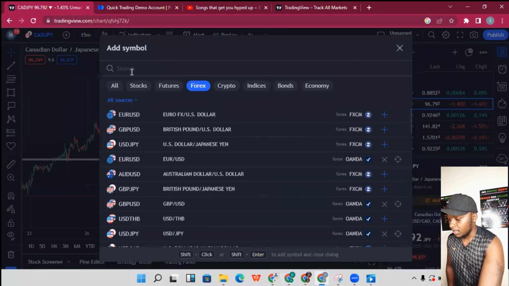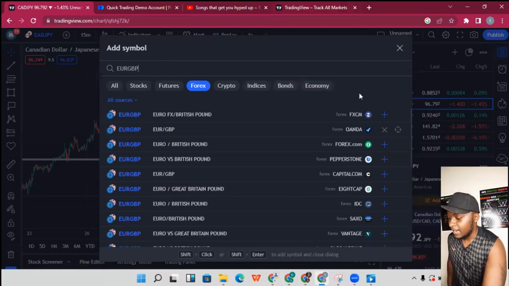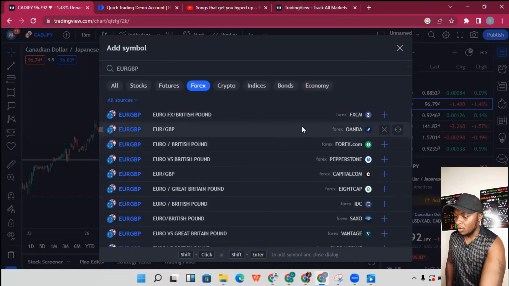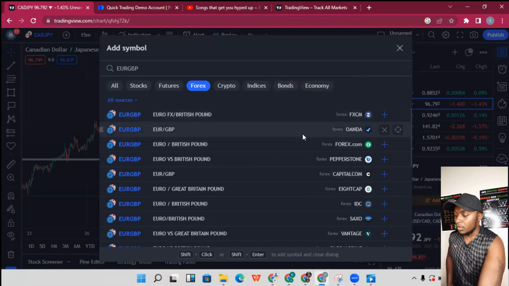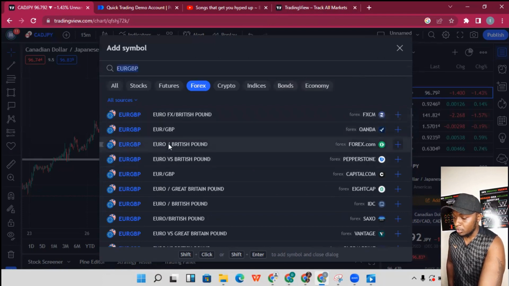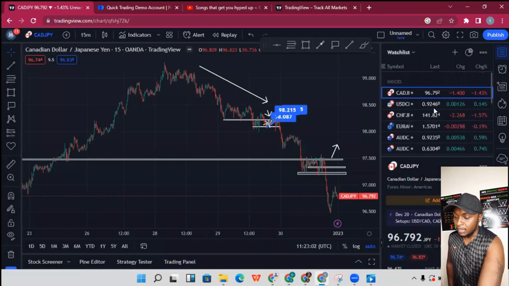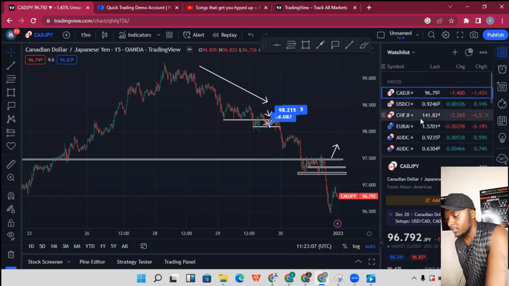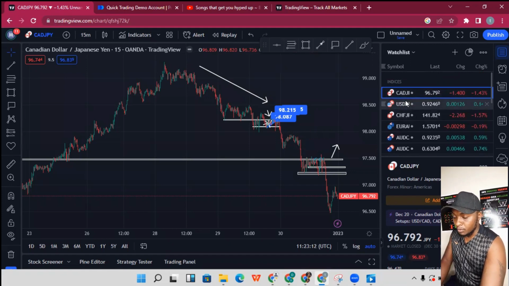After you've clicked the plus add symbol, type here EUR GBP, and the currency that you want to select is the Rwanda one. I've really seen it working so well. Click it, and right here mine is an X, let me remove it. So for EUR GBP, just click plus. When you click plus, it will update here on your watch list. These are the currencies that you'll be watching, the ones that you'll actually be taking trades on.